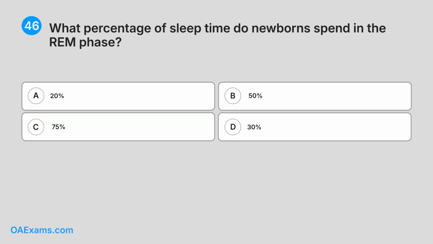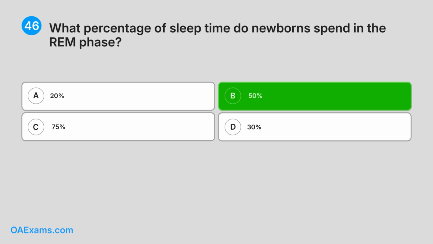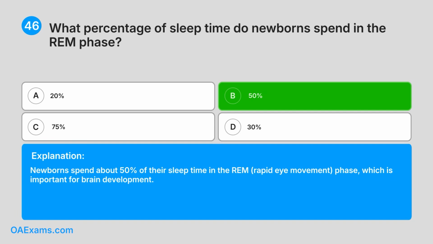46. What percentage of sleep time do newborns spend in the REM phase? A. 20%. B. 50%. C. 75%. D. 30%. What do you think is the answer? Correct answer. B. 50%. Explanation. Newborns spend about 50% of their sleep time in the REM, rapid eye movement phase, which is important for brain development.